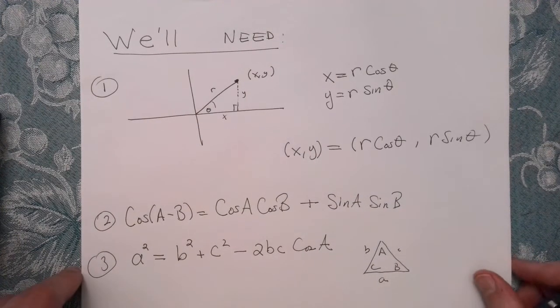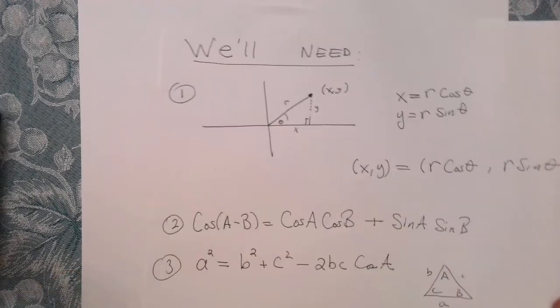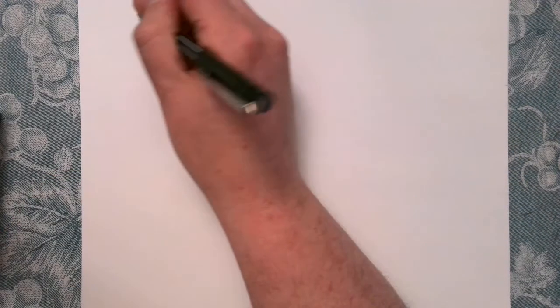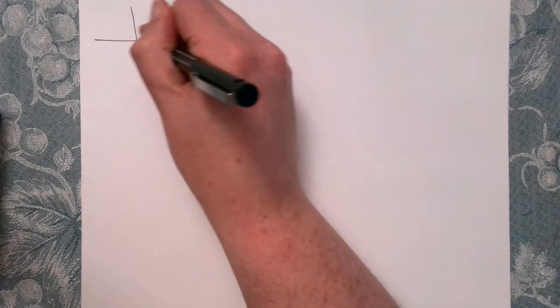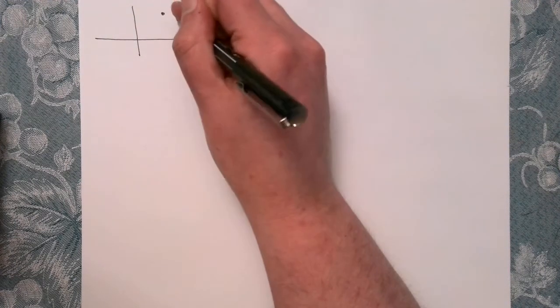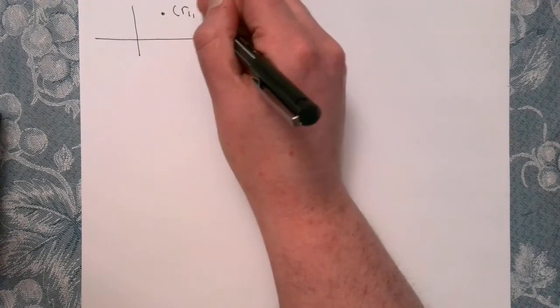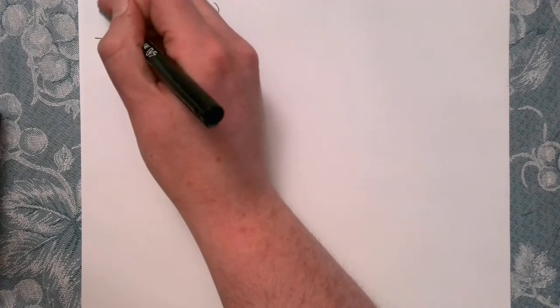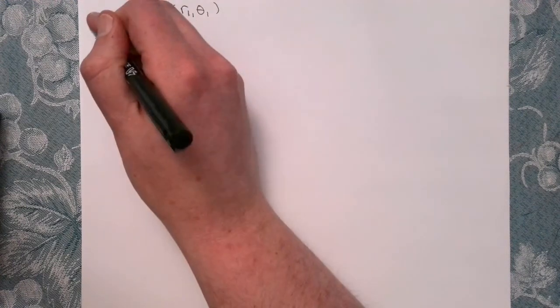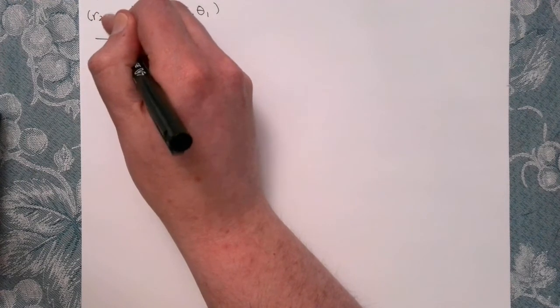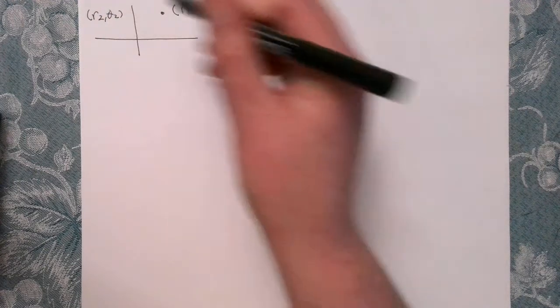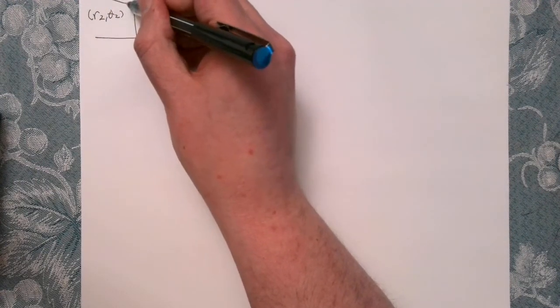Okay, so how do we do this? How do we get a polar distance formula? Okay, so let's say I've got 2 points. Let's say this point is r1 theta 1 in polar. And let's say maybe this point is, how about r2 theta 2 in polar? And we want the distance between the 2 points.